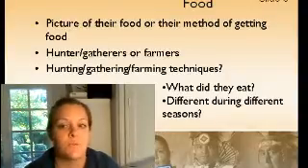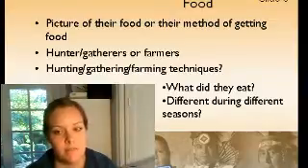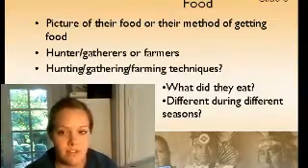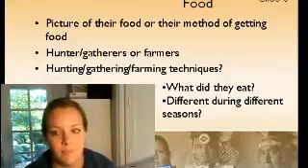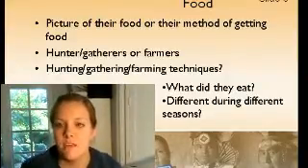And then, of course, what did they eat? And was it different based on the seasons? Did they mostly just gather fruits and berries during the spring, but they hunted during the fall? This would be the place you'd want to tell us about that.